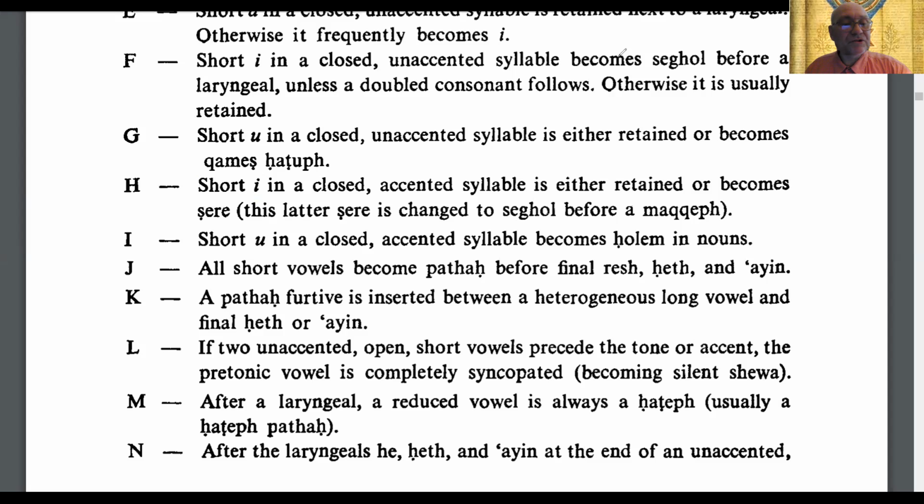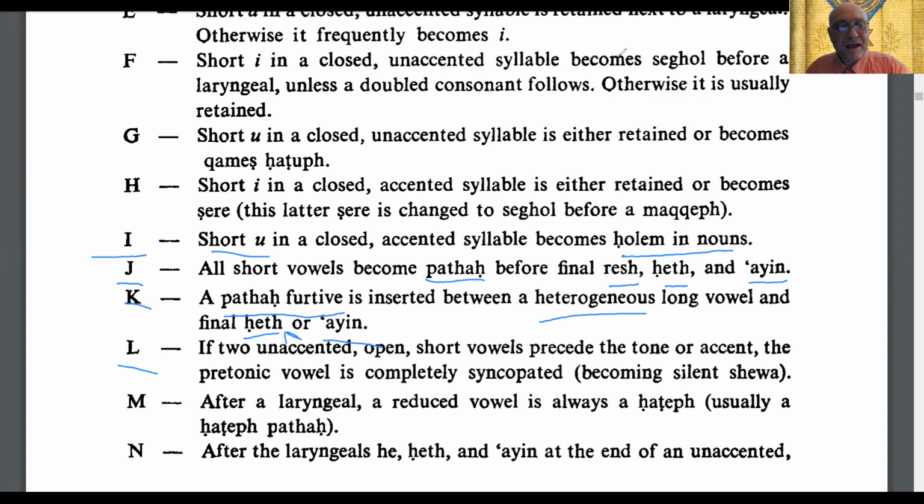Okay, so short U in a closed unaccented syllable becomes holem in nouns. J, all short vowels become patach before final resh, het, and ayin. Okay. Let's see. A patach furtive is inserted between a heterogeneous long vowel and final he, het, or ayin. I think that's probably het there.